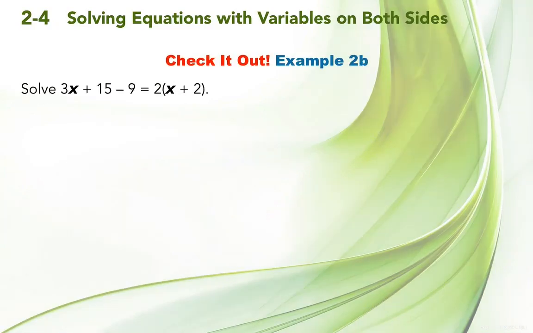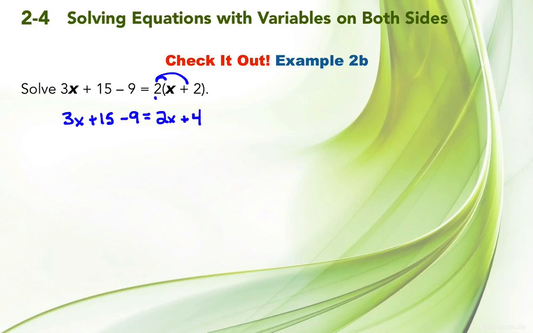Let's keep on going. Here's another one here. Now, I know there are fractions in this one, but we'll still have to distribute on the right side first. Here and here. So this is going to have 3x plus 15 minus 9 equals 2 times x is 2x. 2 times 2 is a positive 4.